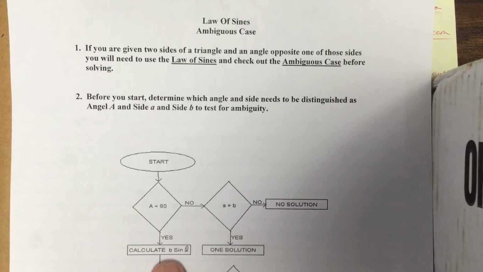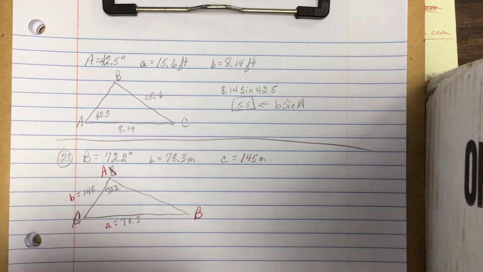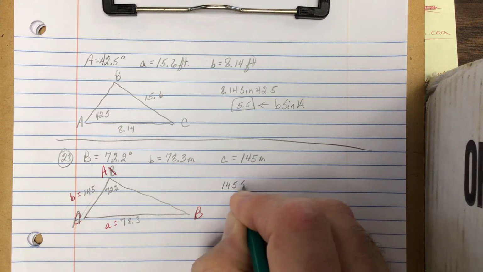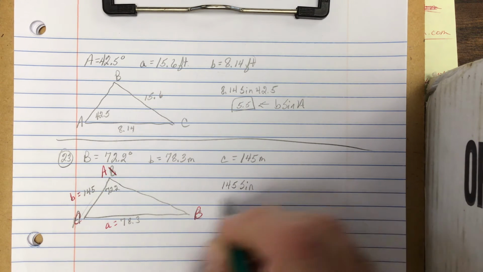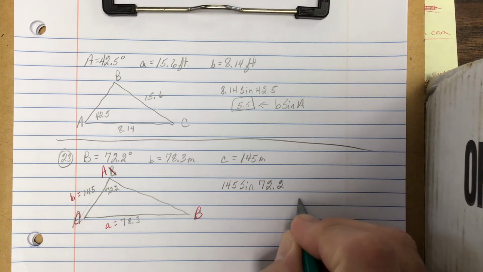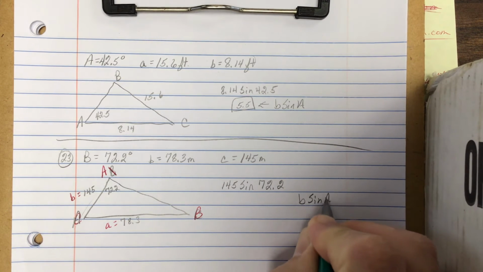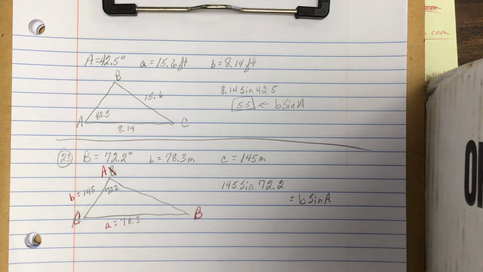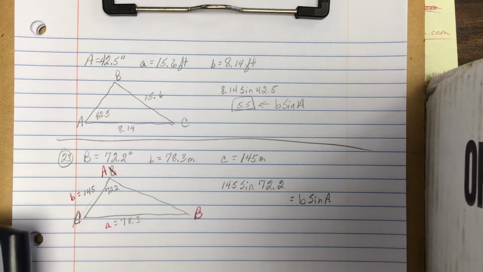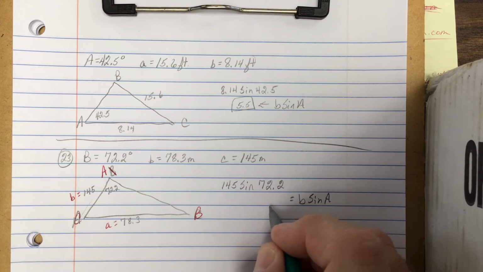So I come here, calculate B sine A. All right, so B is 145 times the sine of 72.2. So B times the sine of A is equal to, I get my calculator, 145 times the sine of 72.2. That's 138.1. 138 is good enough.